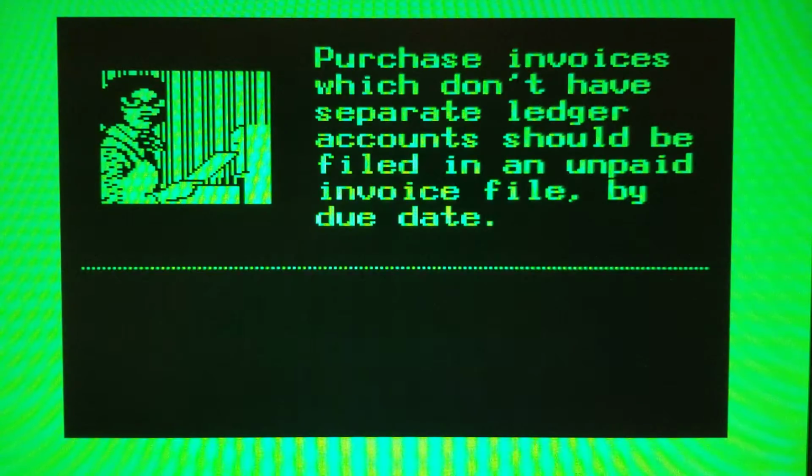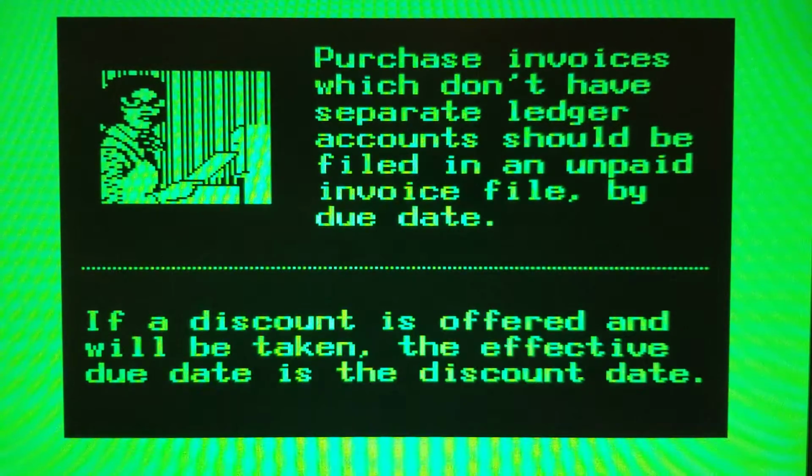Purchase invoices from suppliers which don't have separate ledger accounts should be filed at once in an unpaid invoice file in accordance with due date. If a discount is offered and will be taken, the effective due date is the discount date rather than the net payment due date.